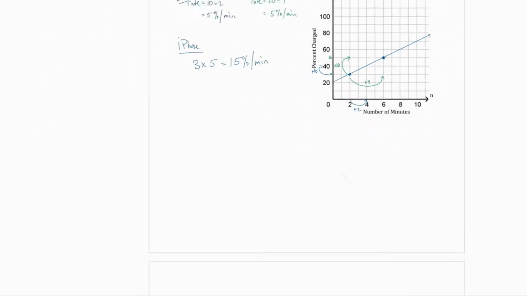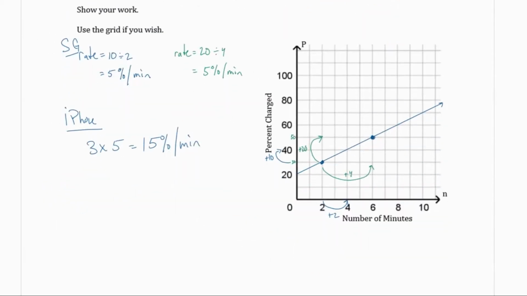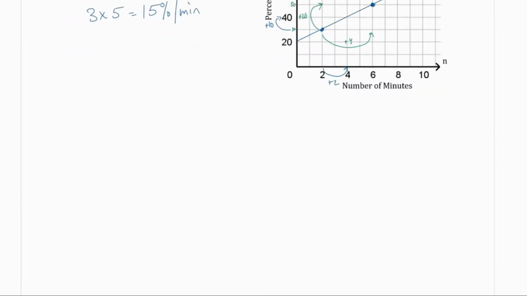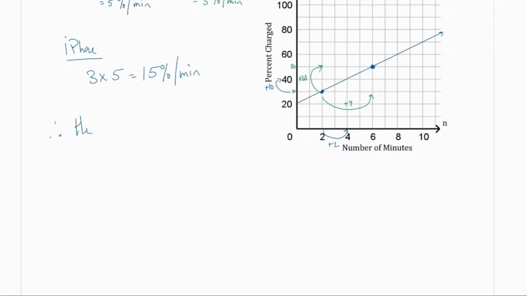Okay. And show your work, use the grid if you wish, find the rate. I'm going to make a therefore statement. In EQAO, they always have kind of a place at the bottom where you put in the blank, but I'm going to say therefore, the iPhone charges at 15% per minute. Ridiculous, but anyway, that's based on the math of this question. That's what it worked out to.